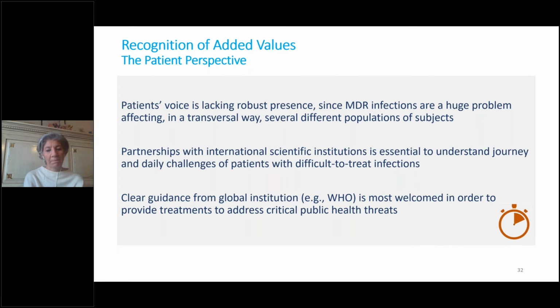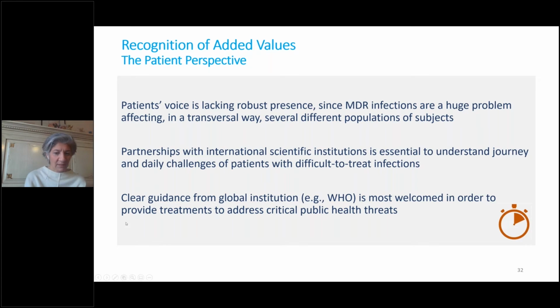So these are the most important hurdles that we are facing every day when we try to bring innovative products to the patients most in need. And of course, partnering with a global institution such as the WHO is crucial, and very welcome, in order to provide this treatment worldwide and to address critical public health threats.